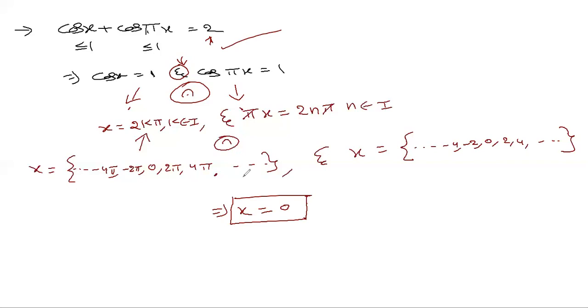I think it is very clear for you. Why? Because other than this, all are irrational, since pi is present here. Here all are integers, and even integers. So only one integer, 0, is in both. So 0 is the only intersection. I think it is very clear for you.